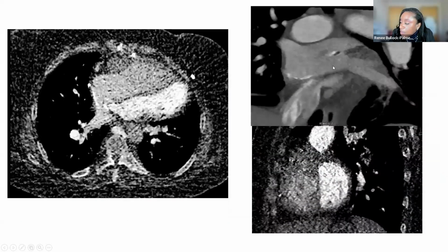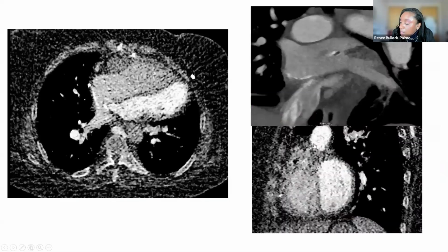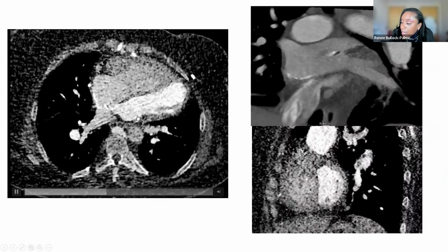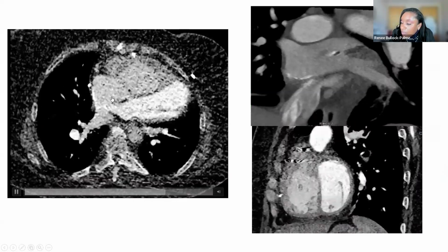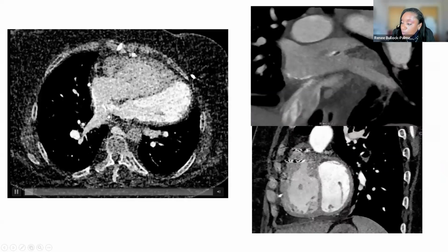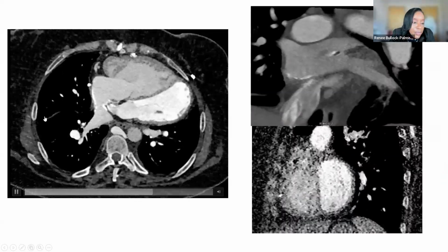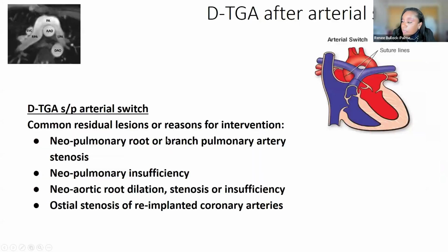And this is the same patient. And you can see that the veins here are patent, the pulmonary vein, and the baffle across from the pulmonary veins over to the systemic, to the left ventricle and out through the pulmonary artery.